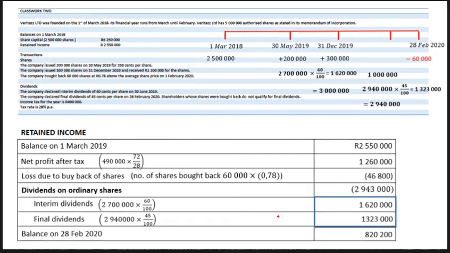These final dividends here, where else must they go? They go to trade and other payables. Why? Because they haven't been paid. They represent a current liability. We call it shareholders for dividends. In trade and other payables, we will call it shareholders for dividends.